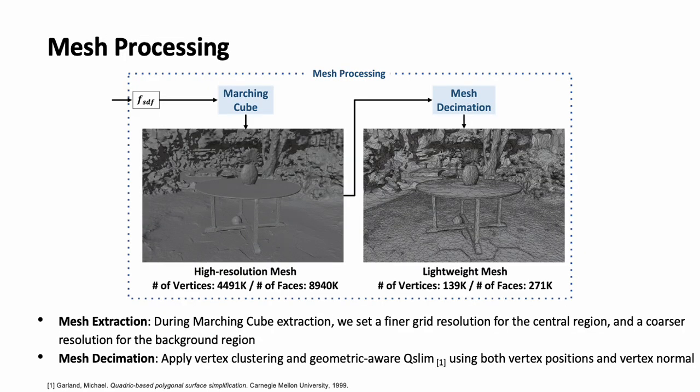In large-scale scenes, meshing neural SDF faces two issues: insufficient grid resolution for nearby objects and poorly learned geometry of distant objects. During Marching Cubes, we set a finer grid resolution for the central region and a coarser resolution for the background. Also, we applied geometry-aware mesh decimation techniques to remove redundant triangles for flat and smooth regions.